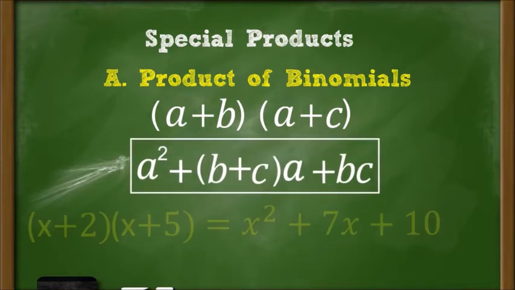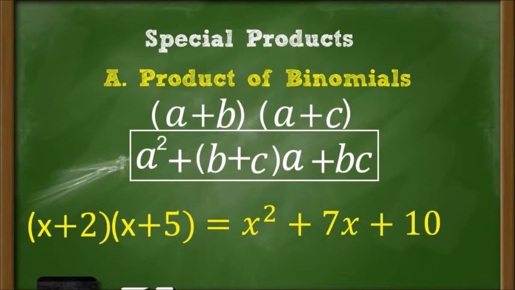So how do we use that? For example, x plus 2 multiplied to x plus 5, same example as for the FOIL method. So here, I'll use my laser pointer. Observe. The first terms are x, so that will give you x squared, following the pattern as shown above. Here, we have b plus c, so our b is 2, our c is 5. So get the sum, 2 plus 5, 7. Multiply it with a. Our a in this example is x, so 7 times x will give you 7x.